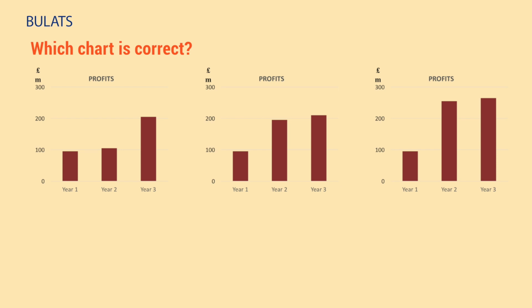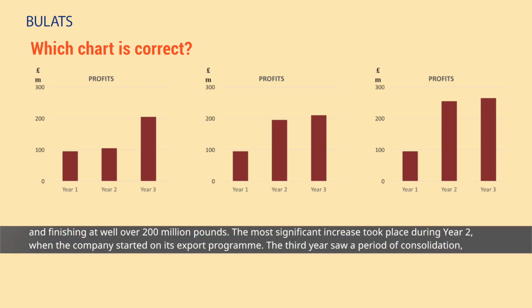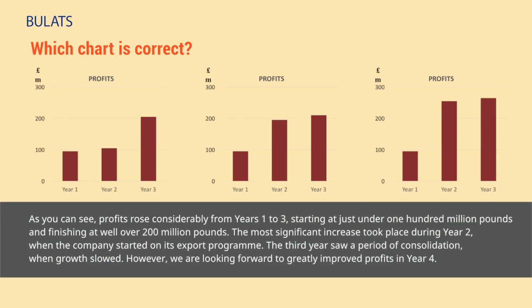Okay, how did you go? Ready to check? So we can see there was a big increase from years 1 to 3, and we also hear that the biggest increase was in year 2. While in year 3, even if we're not so sure what consolidation is, we hear that growth slowed. So it must be this one.